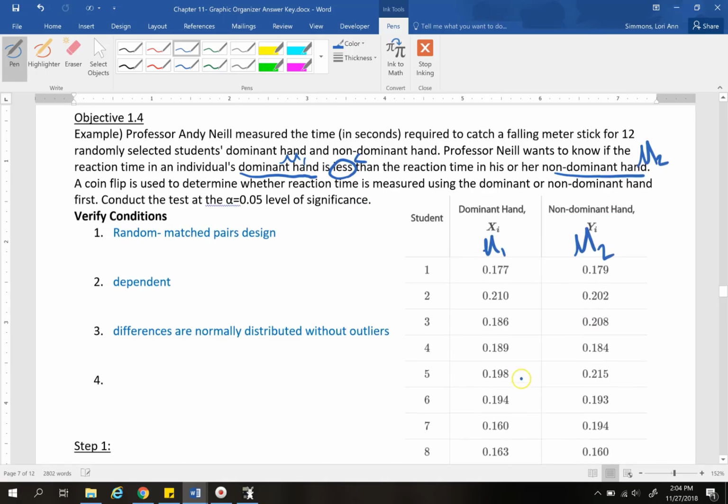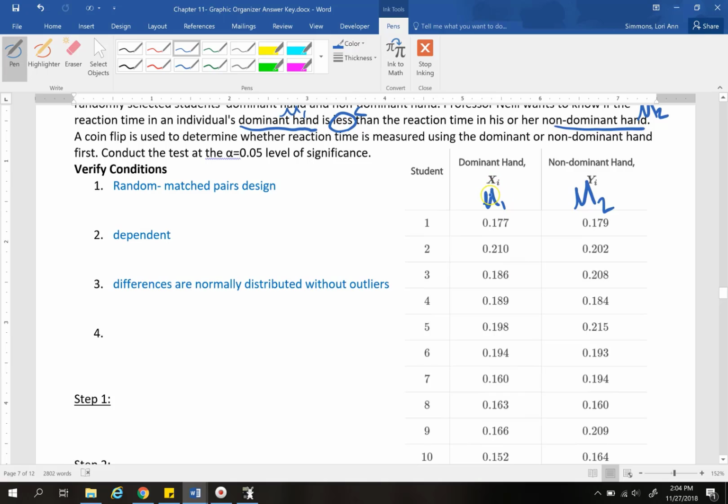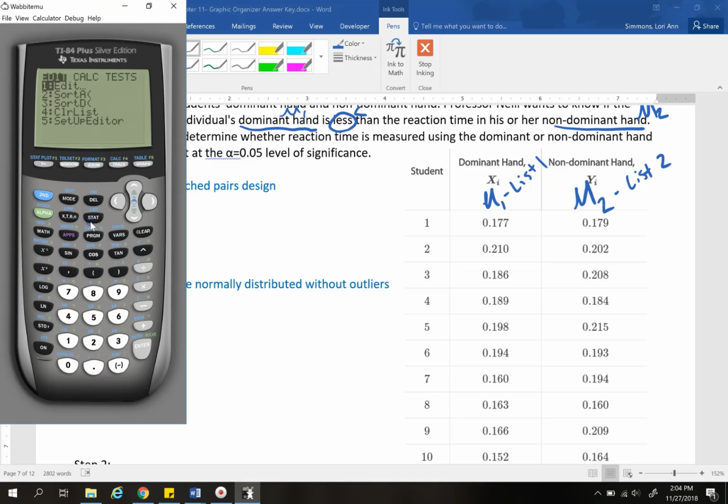Luckily this one works out nicely, where you can put mu sub 1 in list 1, mu sub 2 in list 2. If this was mu sub 1, you'd put it in list 1. Okay, I'm going to pause the video and put these into my calculator. Alright, I now have the data in the list.